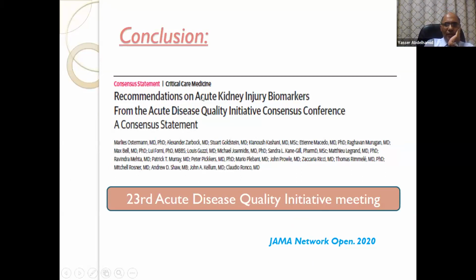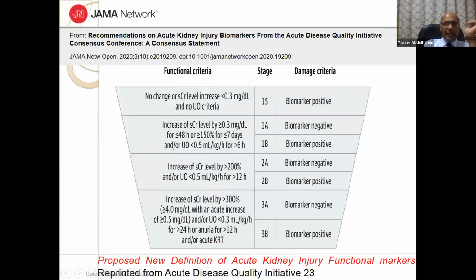The recommendations of acute kidney injury biomarkers from the Acute Disease Quality Initiative consensus in 2020, ADQI, regarding the use of acute kidney injury biomarkers, from the 23rd Acute Disease Quality Initiative meeting. They recommended functional care according to new stages of acute kidney injury according to the use of biomarkers.